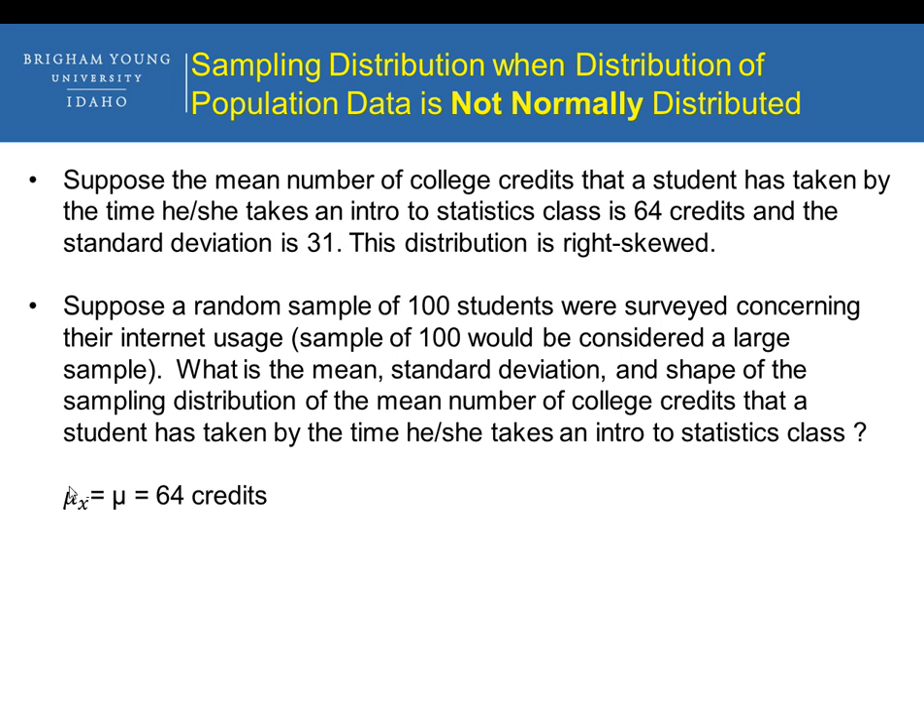So the mean of all possible means in our sampling distribution is equal to the mean of the original distribution, which is 64 credits. The standard deviation of the sampling distribution is the standard deviation of the original population divided by the square root of n, the square root of our sample size. And so this one would be 31 divided by the square root of 100, and that would be 3.1. The shape of our sampling distribution, since our sample size is large, would be a normal bell-shaped distribution.